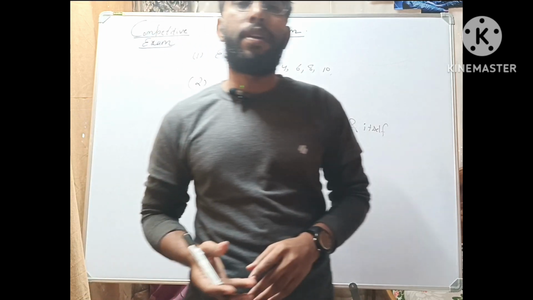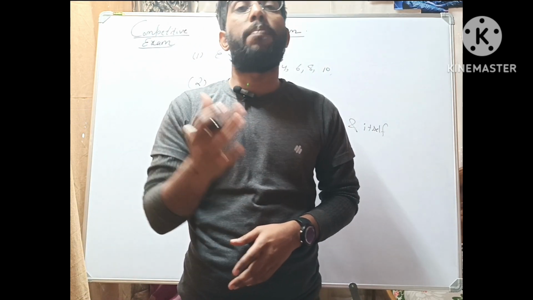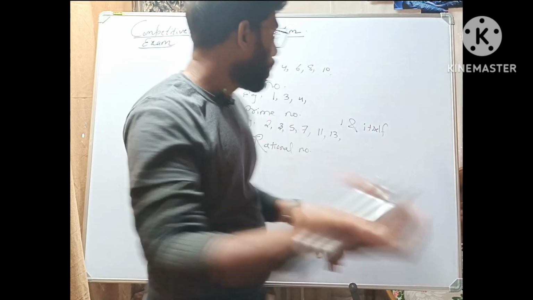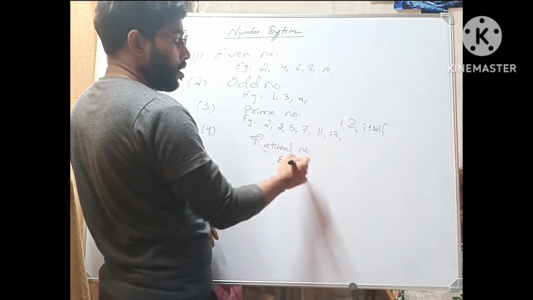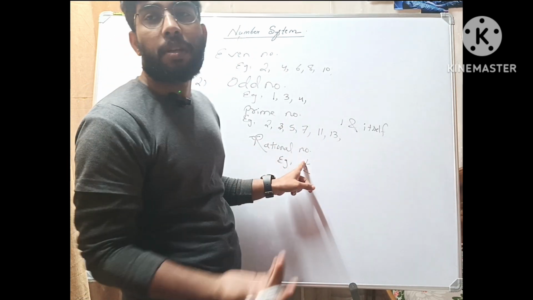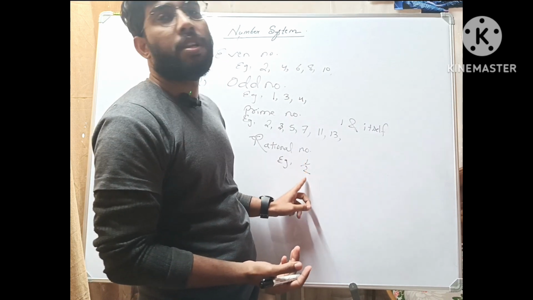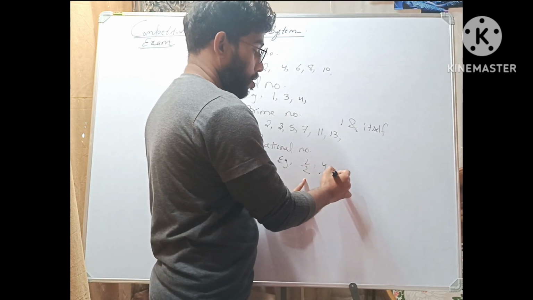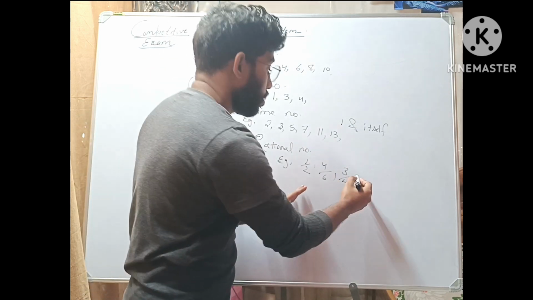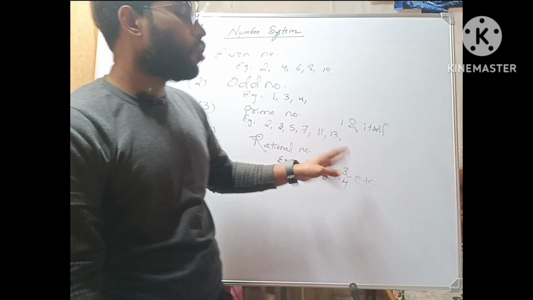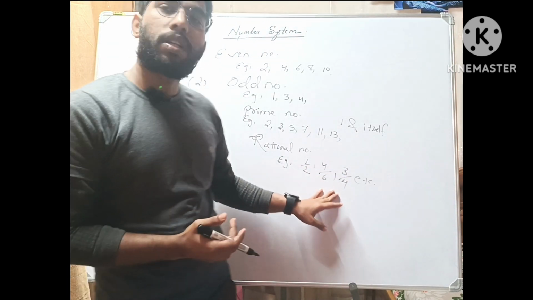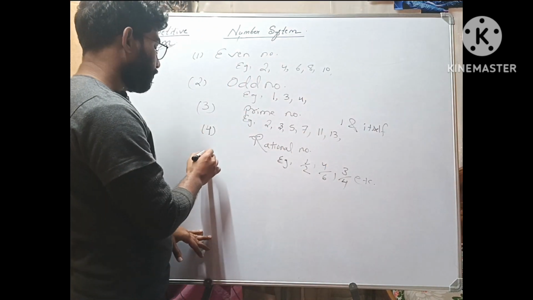Next, let's see rational numbers. Rational numbers are those numbers which can be expressed in the form p by q, or in the form of a fraction. Let's see an example: 1 by 2. It should have a numerator and a denominator: 1 is the numerator, 2 is the denominator. These are rational numbers, where numerator and denominator are involved. I hope it's clear. Now irrational numbers.